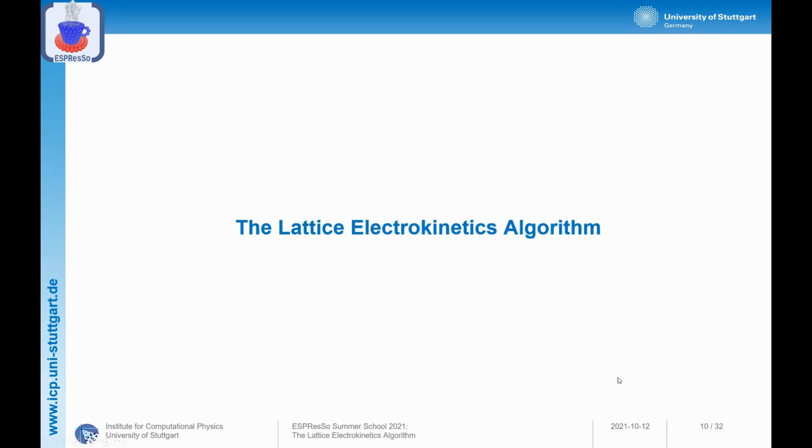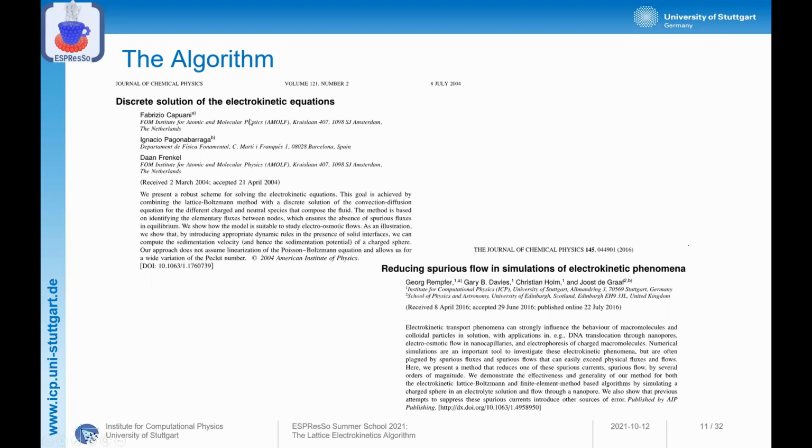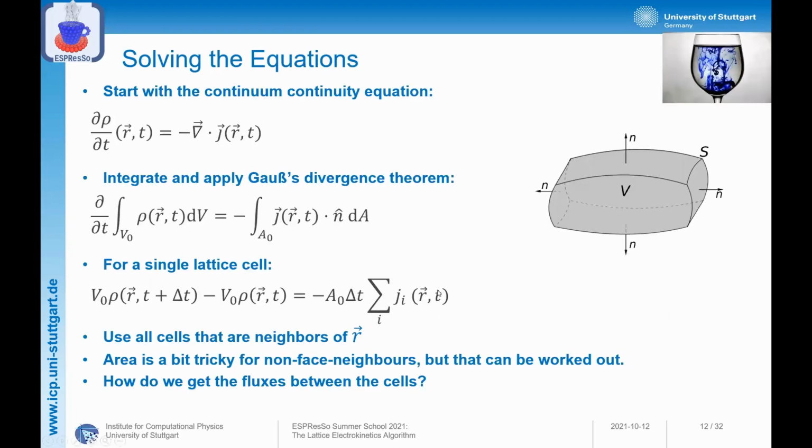Now, how do we solve this thing? For this, we have the efficient lattice electrostatic algorithm, which was developed by Capuani in 2004, but has since been improved and is now in something like this form in Espresso. And I will not go over how it's been in the past. I will just lay out how the algorithm is implemented right now. So the first thing that we have to look at is we want to solve for the densities, and for that we need fluxes. If we want to update our densities, we have to discretize this equation somehow.